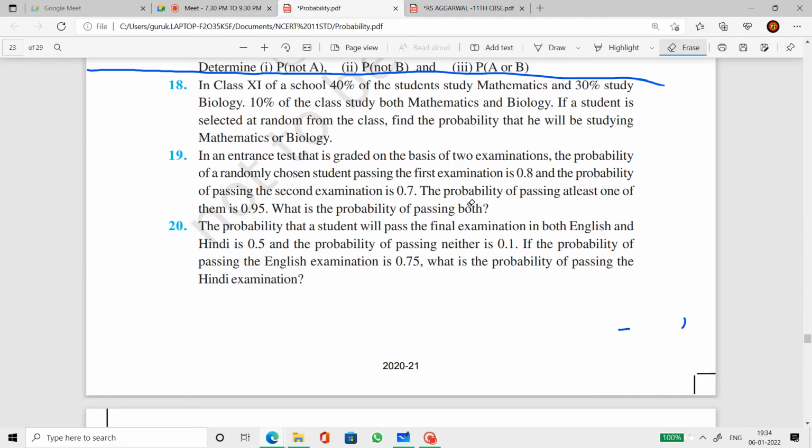Good evening. Today we're going to continue from where we left off in the previous video. This is question number 18 from the NCERT textbook, CBSE 11th standard.